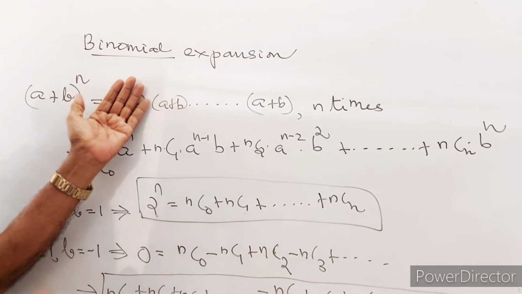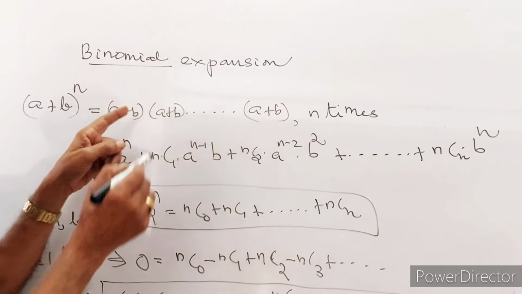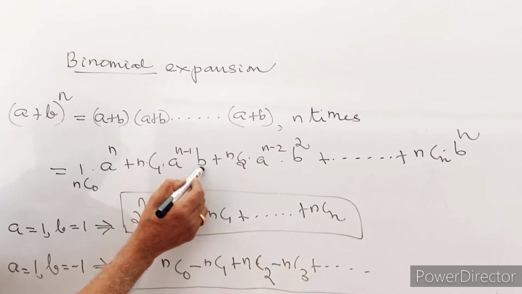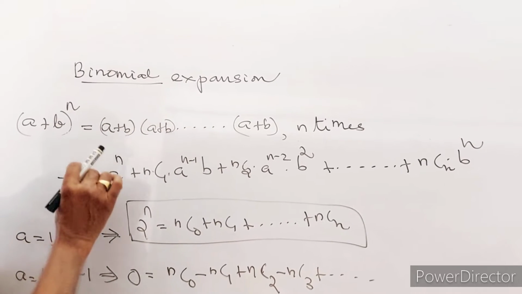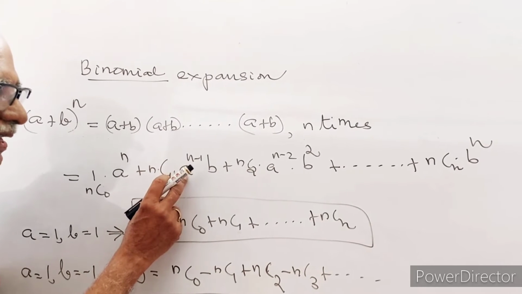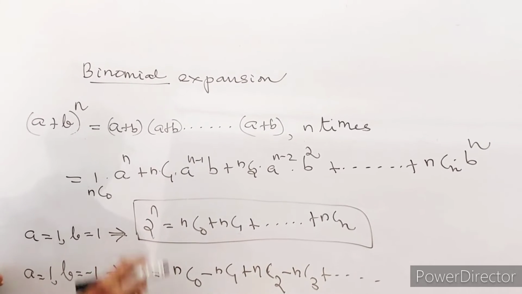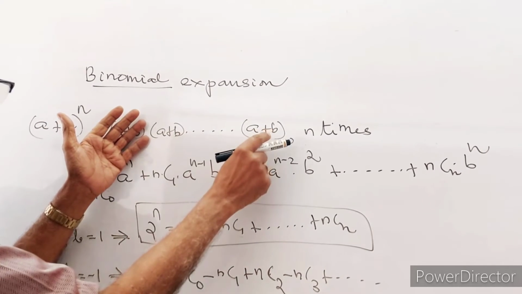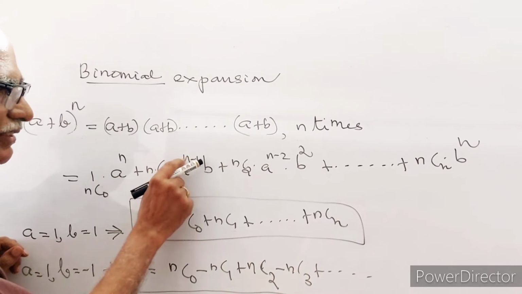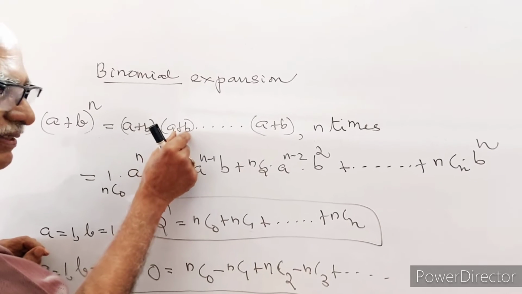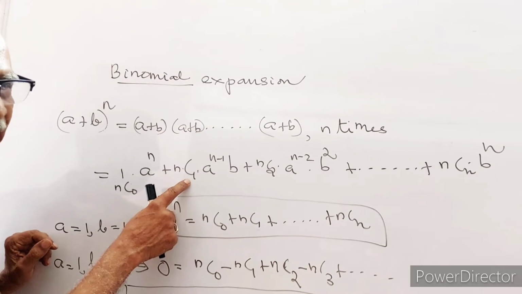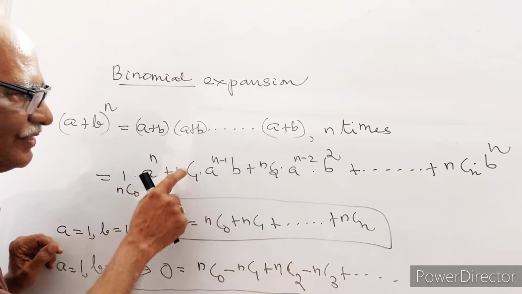Now keep one bracket apart, multiply a from the others and take b from the removed one, giving you a raised to n minus 1 into b. One thing can be removed out of n things in nC1 ways. So you get a term nC1 a raised to n minus 1 into b. Take a from the n minus 1 brackets and b from the leftover one. The second can be removed, the third can be removed, so that can be done in nC1 ways.